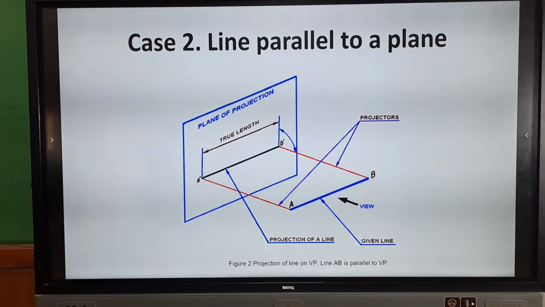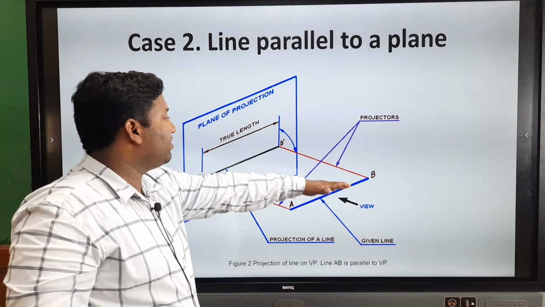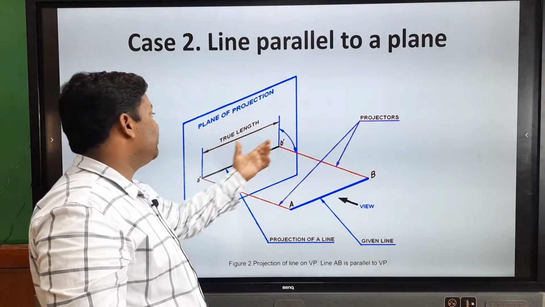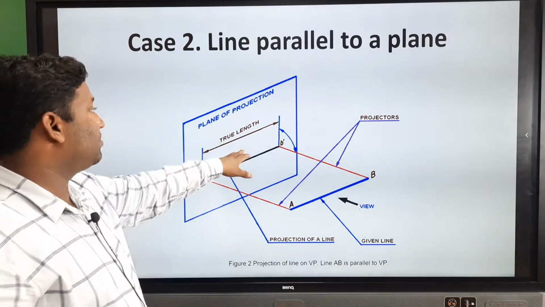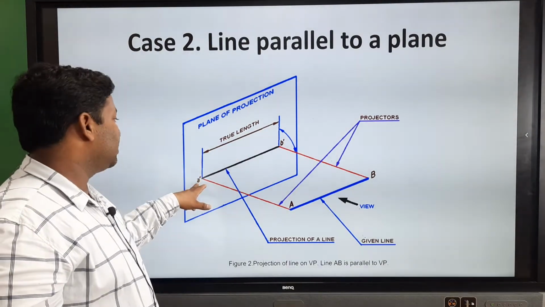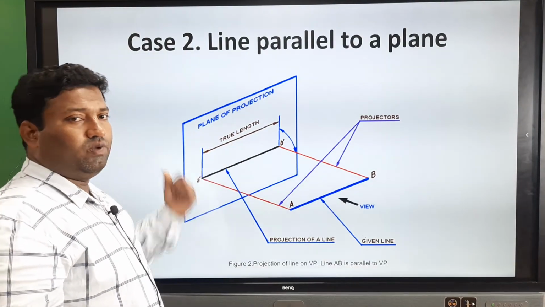Now, the next condition: the line parallel to a plane. Whenever the line is there, suppose AB is the line, when it is parallel to any one of the planes, it will show the true length on that plane only. So, here I have taken the front view. The true length is appearing on the VP, that is A complement, B complement, representing the object appearing on the VP.